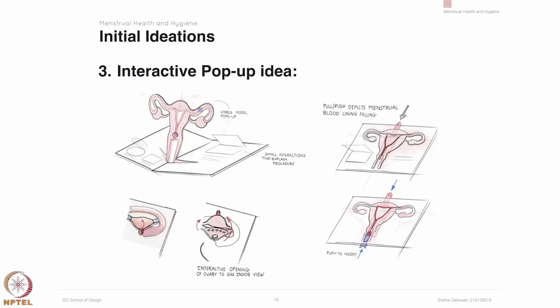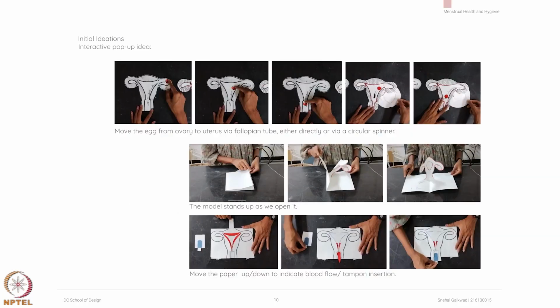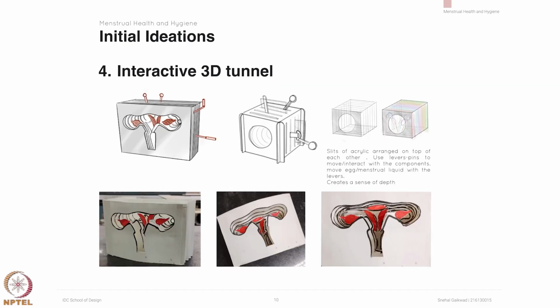Then the interactive pop-up idea. This will be an interactive book. If you want to show the egg maturing and traveling, it can be done with some hand interactions. Then how the model stands, and then how the menstrual lining falls. Then one interactive 3D tunnel. It will be a box with levers around it, and if we pull them, the egg traveling and all other things will be demonstrated to them.